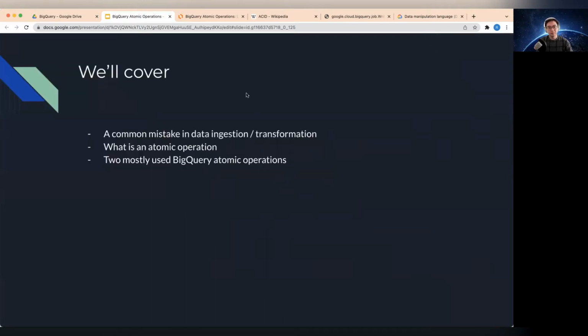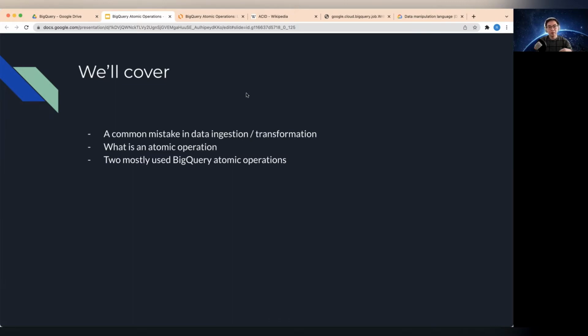In today's session, I would like to talk about BigQuery atomic operations. In this session, we'll start with a common mistake in data ingestion or transformation when using BigQuery, where the operations are not atomic. So we'll start with that.